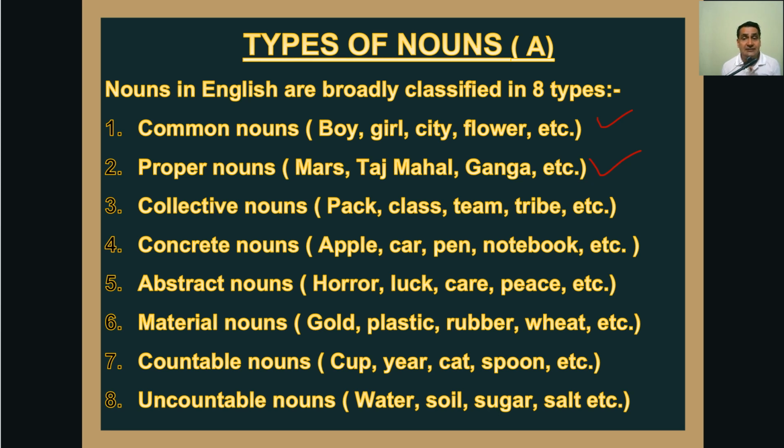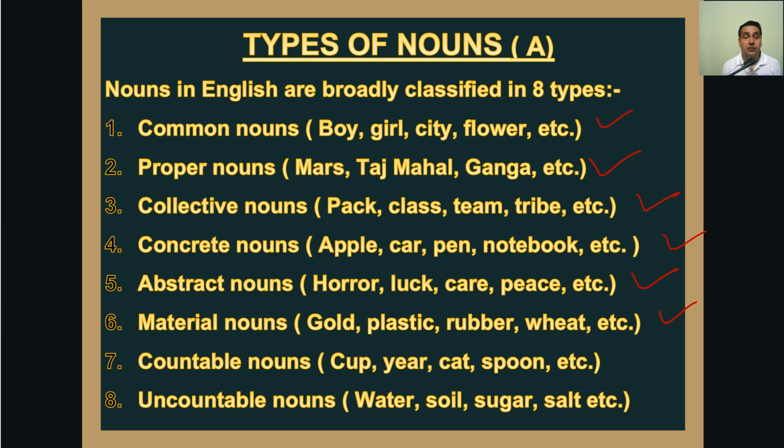Then the next one, third one will be collective nouns. So these will be like pack or class or team or tribe. There are various other examples. The fourth one will be concrete nouns that you can touch: apple, car, pen, notebook. Then we have abstract, the fifth one, something that we cannot see, but it is present, like horror, luck, care, peace, etc. Then we have material nouns, that some objects are made of. The components are gold, plastic, rubber, wheat, etc.